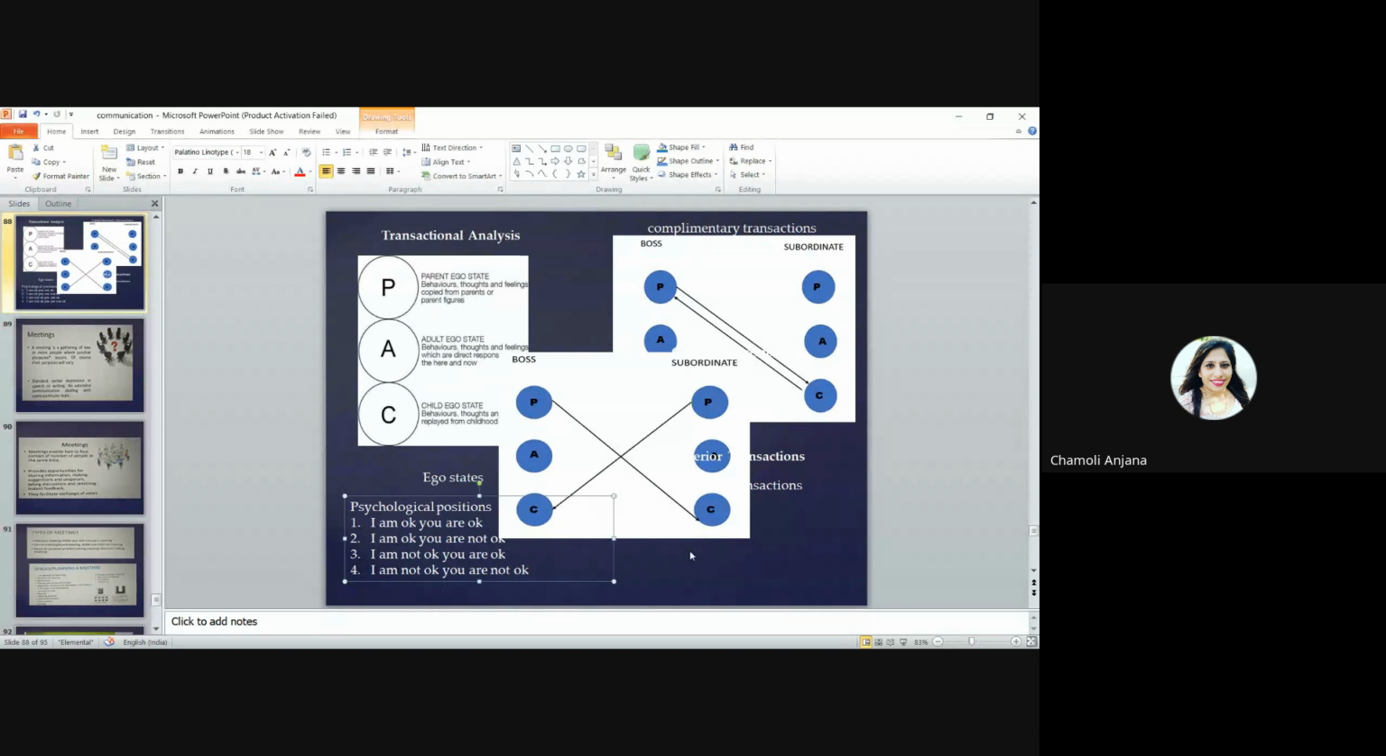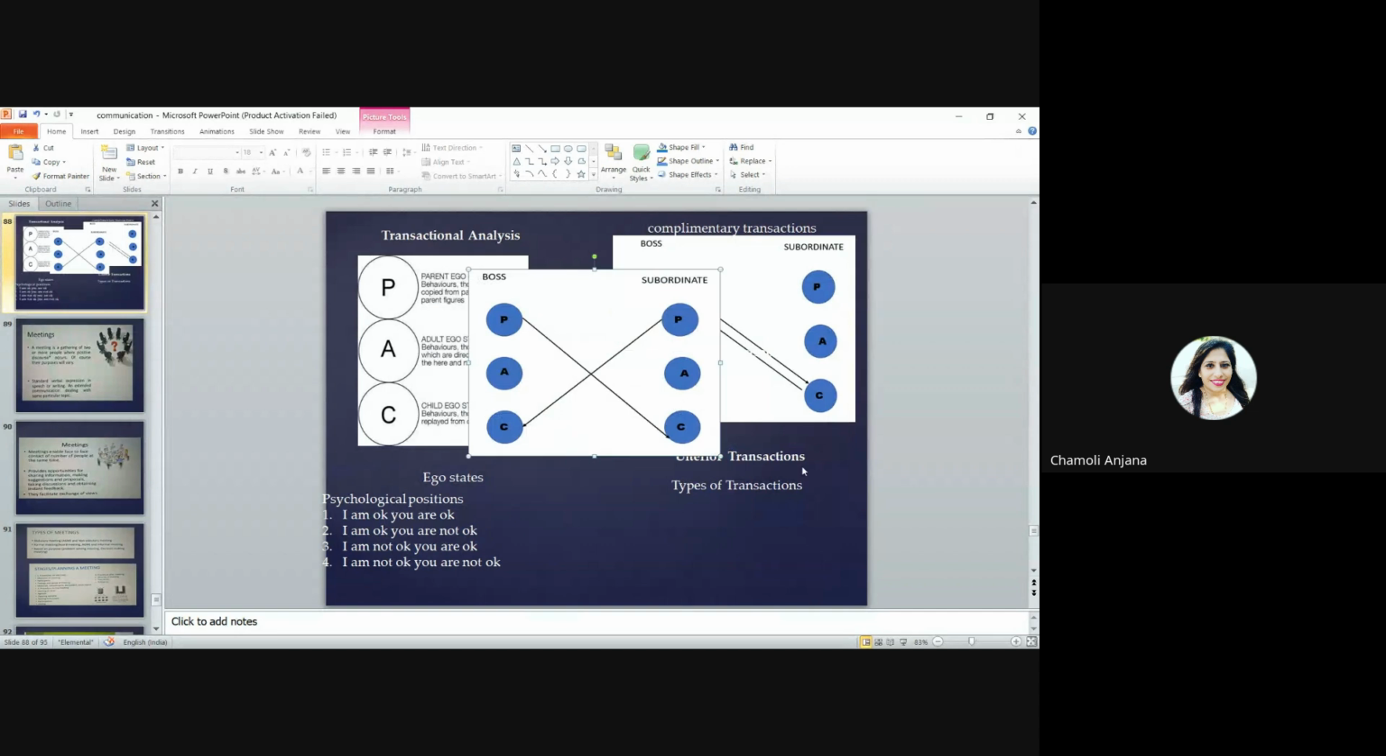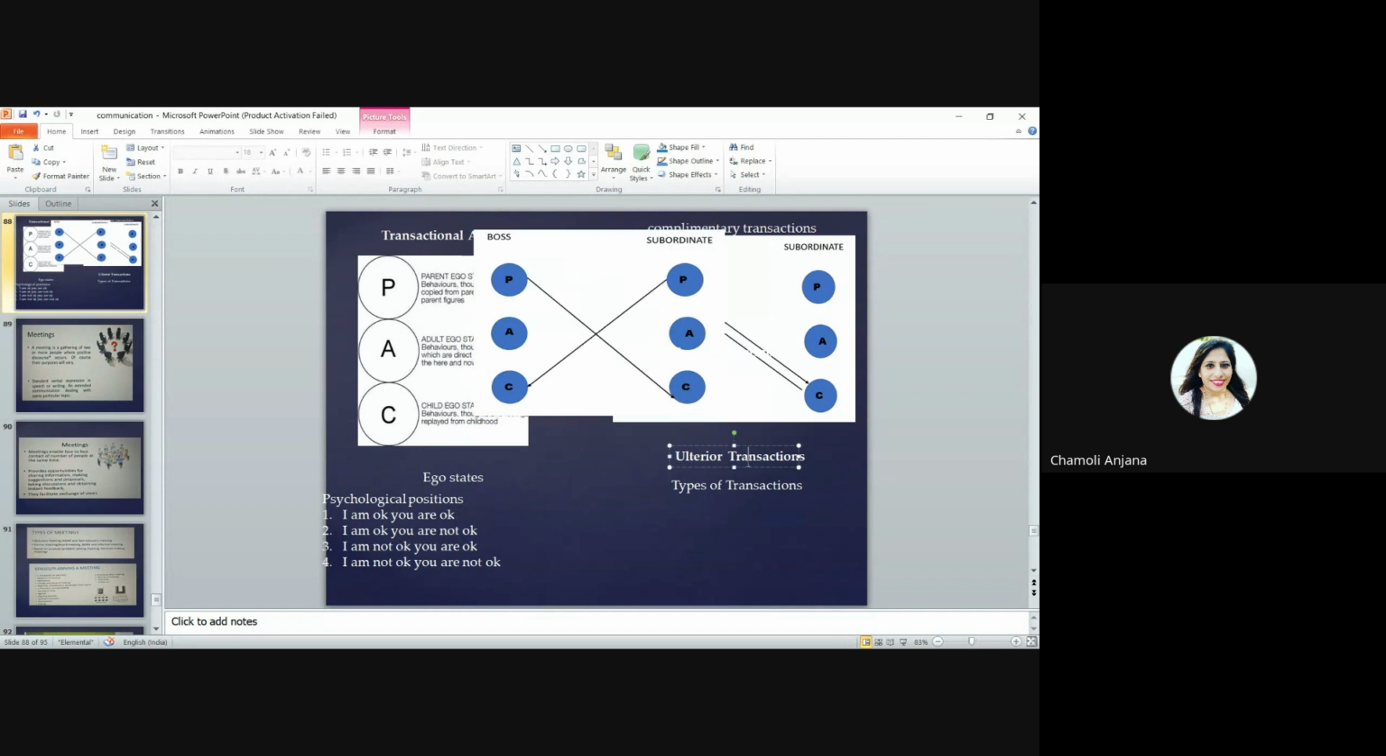So to have a proper interaction or transaction between two people, the cross transaction has to be converted into the complementary transaction. Only then will the communication take place, otherwise it will become a failure. Okay, then the next one is the ulterior transaction.